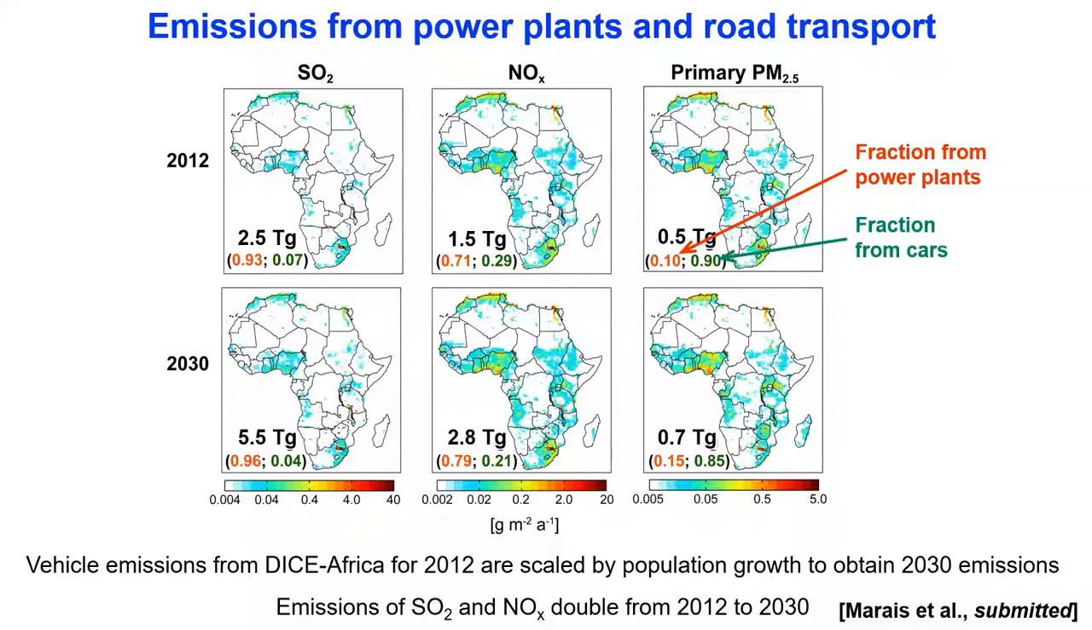In Central Africa, there's very efficient injection of these pollutants into the mid and upper troposphere. So there's additional potential to impact the energy balance of the Earth.